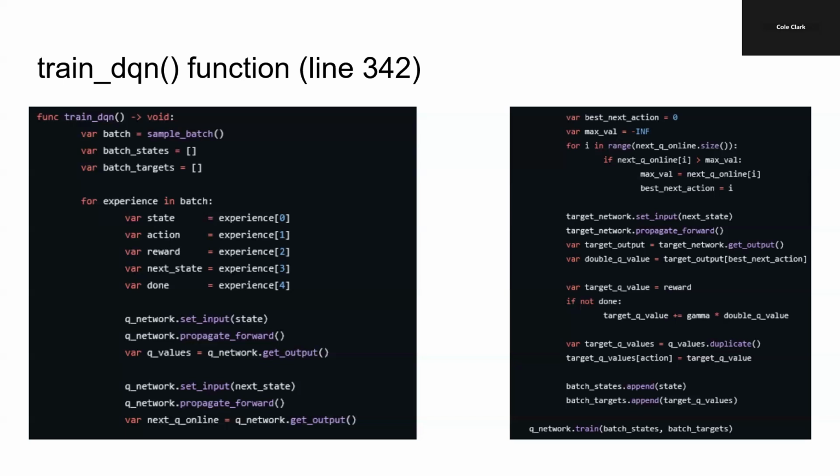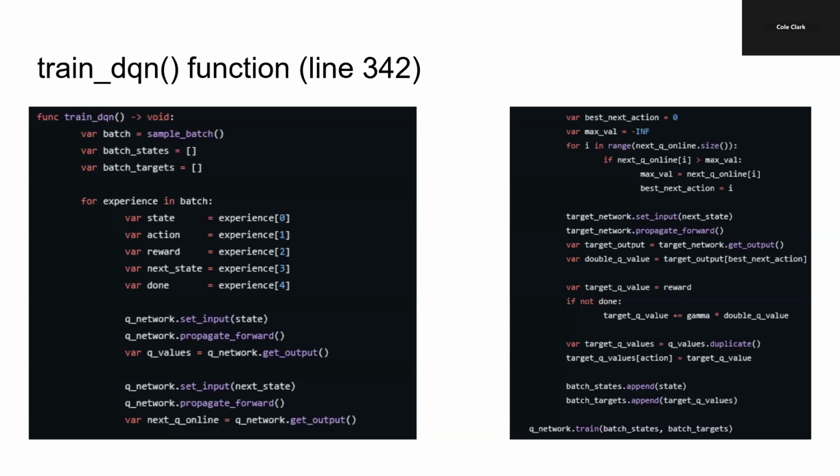Now a variable named target Q value is set equal to reward. Target Q value is named this way because it is what the corresponding Q value in the Q network should move closer to. This value is not connected to the target network, even though it has a similar name.